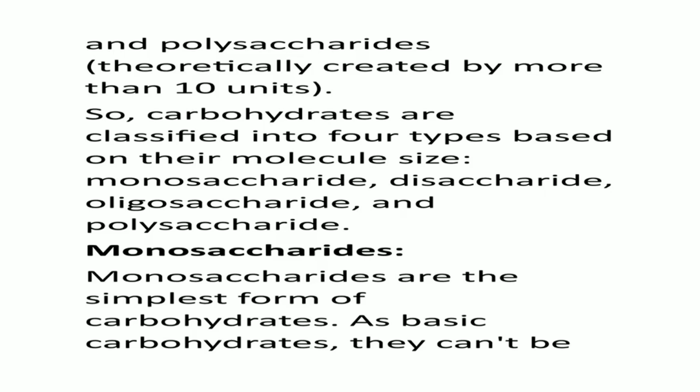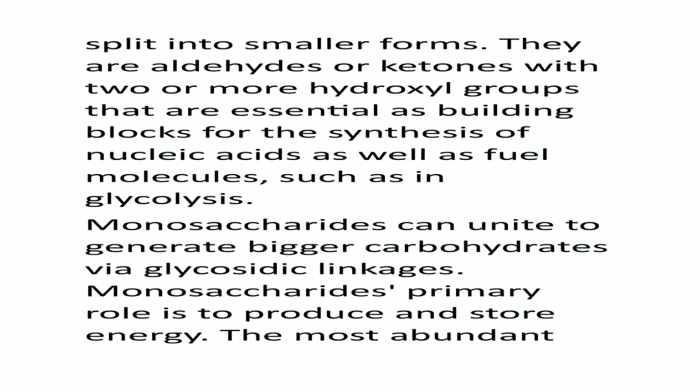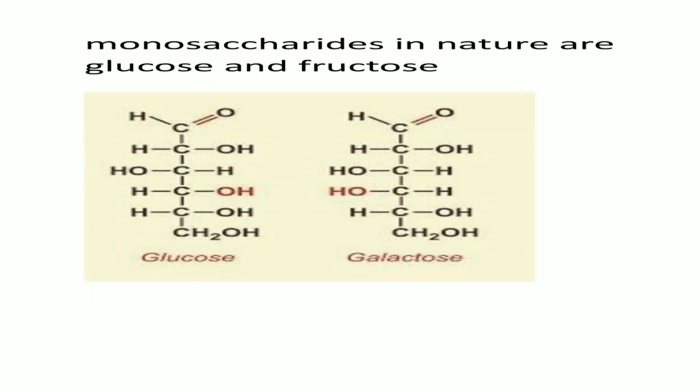Monosaccharides. Monosaccharides are the simplest form of carbohydrates. As basic carbohydrates, they can't be split into smaller forms. They are aldehydes or ketones with 2 or more hydroxyl groups that are essential as building blocks for the synthesis of nucleic acids as well as fuel molecules, such as in glycolysis. Monosaccharides can unite to generate bigger carbohydrates via glycosidic linkages. Their primary role is to produce and store energy. The most abundant monosaccharides in nature are glucose and fructose.